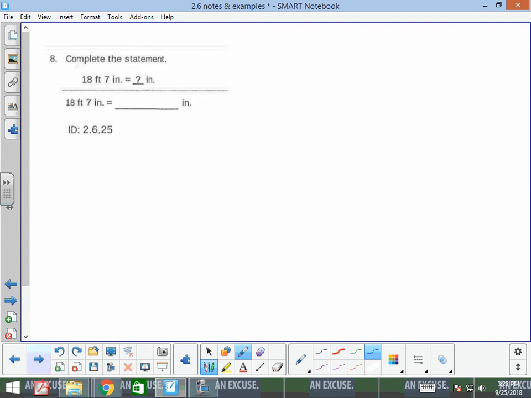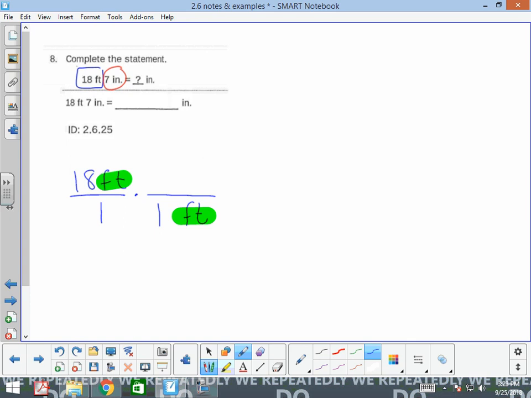All right, number 8. We're converting 18 feet and 7 inches to a total of inches. So first let's just convert the 18 feet part. So 18 feet over 1. We'll come back to the 7 inches in just a minute. So 18 feet, we're going to multiply it by the conversion factor. Feet is on top here, so I want feet on bottom. 1 foot is 12 inches. So now I can cancel out the feet.